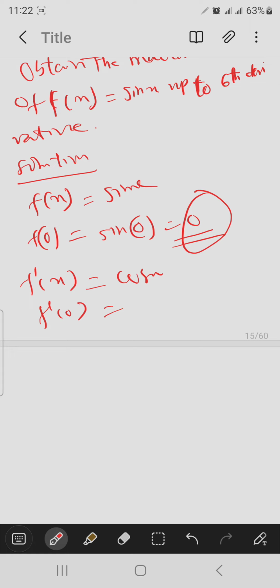So I will now find f prime of 0. Sorry, f prime of 0 will now be what? Cos 0. Will now be cos what? 1. I hope you understand all this. These things are simple, and I really hope you do understand them.